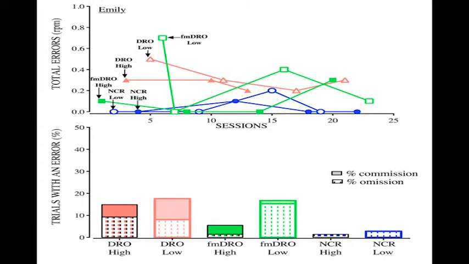These are data for Emily. Emily made more errors in the DRO conditions generally than the NCR conditions. So the pink and the green data paths are our DRO conditions, and the NCR is in blue. What we see in terms of errors of omission and commission is that you see both in the interval DRO conditions, but you see more errors of omission in the FM DRO conditions as compared to commission.